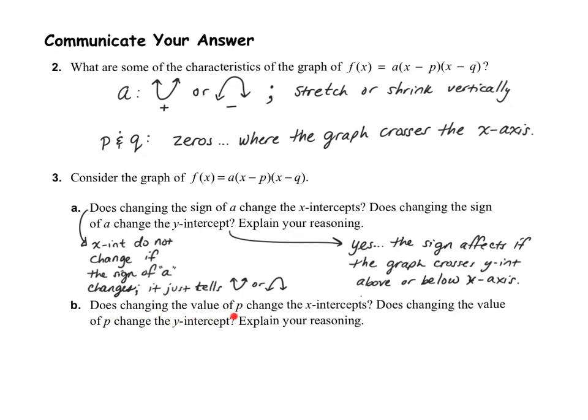Okay, next question. Does changing the value of p change the x-intercepts, or does it change the y-intercepts? So it does change the x-intercept because it tells you what the zero is, and the zero is where it crosses the x-axis. However, it does not change the y-intercept because the value of p doesn't change whether it's vertically stretched or compressed. It just tells you where it crosses the x-axis.